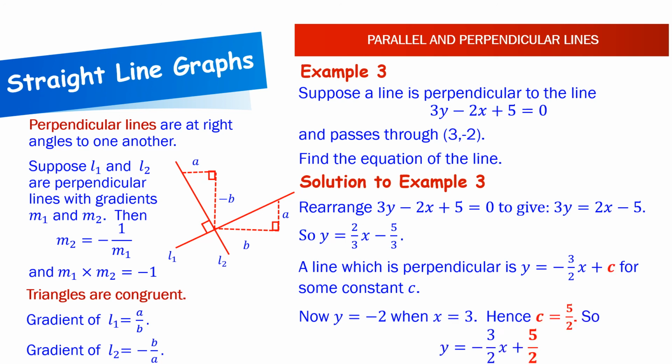And therefore we have that y is equal to minus 3 over 2x plus 5 over 2 is the line which is perpendicular to our line 3y minus 2x plus 5 equals 0.